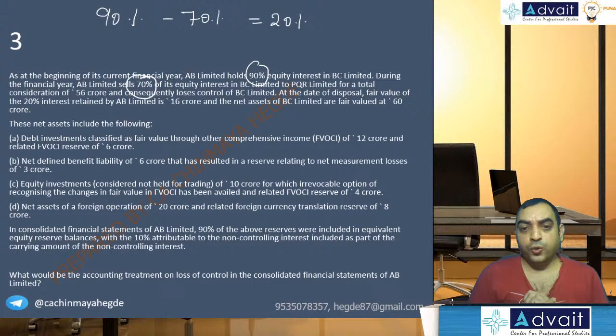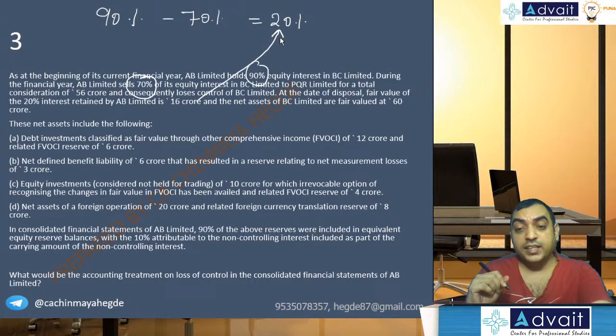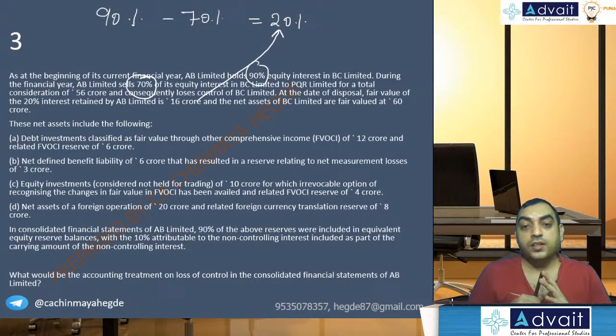And consequently loses the control of BC Limited. On the date of disposal, fair value of the 20% interest retained by AB Limited is 16 crores. This 20% retained is 16 crores. And the net assets of BC Limited are fair valued at 60 crore. Net assets amount to be derecognized, 60 crores.